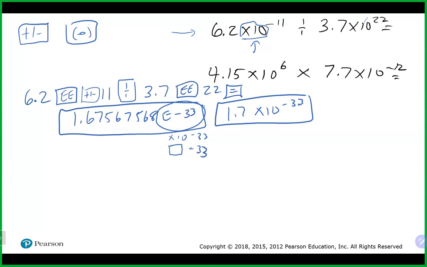You wrote it out manually, like you did 6.2 and then a bunch of zeros. Is that what we're talking about?